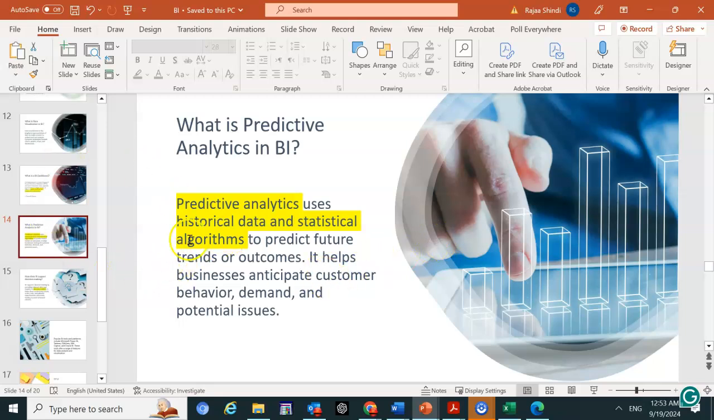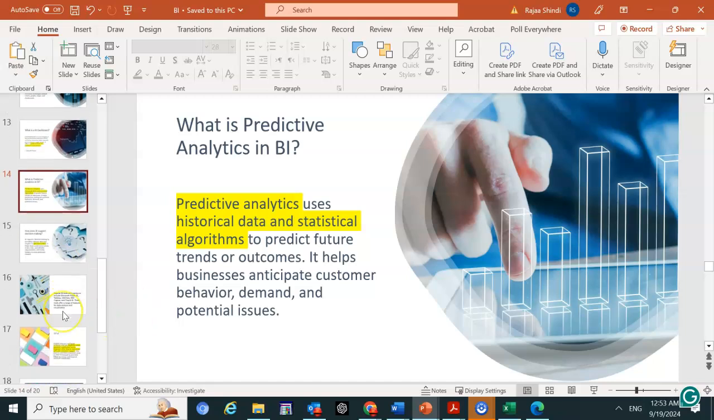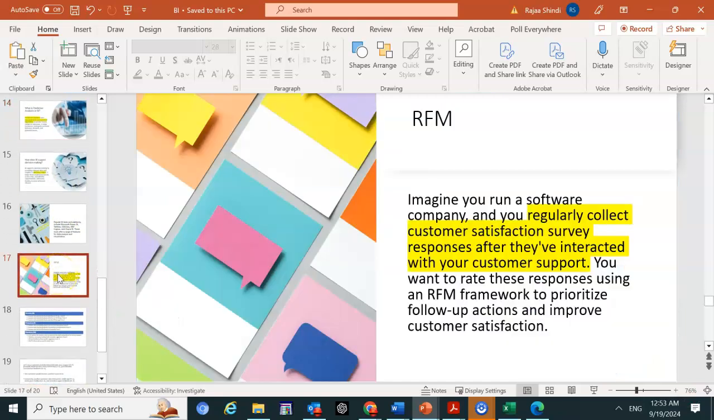Okay, so with that, by the way, this PowerPoint is already available on Canvas. I wanted to get into the tool.